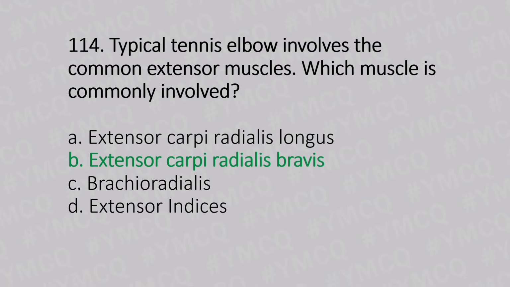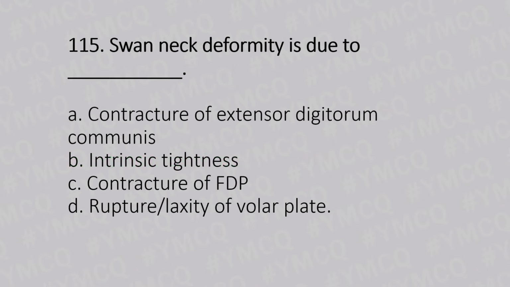Moving to question number 115. Swan neck deformity is due to dash. Option A, contracture of extensor digitorum communis. Option B, intrinsic tightness. Option C, contracture of FDP, that's flexor digitorum profundus. Option D, rupture or laxity of volar plate. And the answer is option D, rupture or laxity of volar plate.